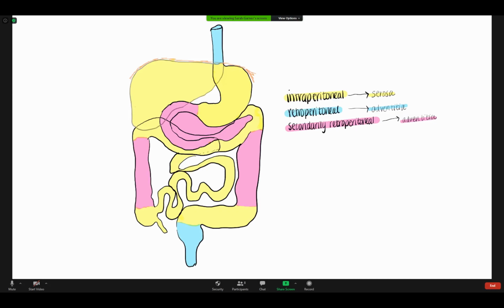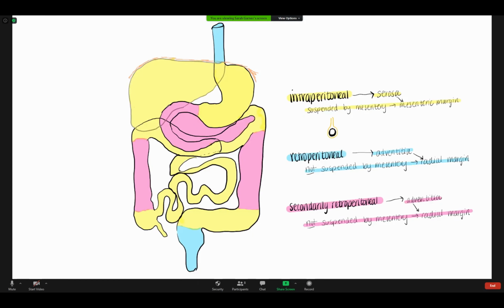Whereas if something is retroperitoneal, whether it's primary or secondarily retroperitoneal, it's not going to be covered by a serosa, but instead is going to be lined by an adventitia. As that peritoneum or mesentery disappears, it's going to adhere to the wall, and it's basically just loose connective tissue that holds it against that wall. So that's the adventitia. And for surgical margins, the serosa, again, is not a surgical margin.